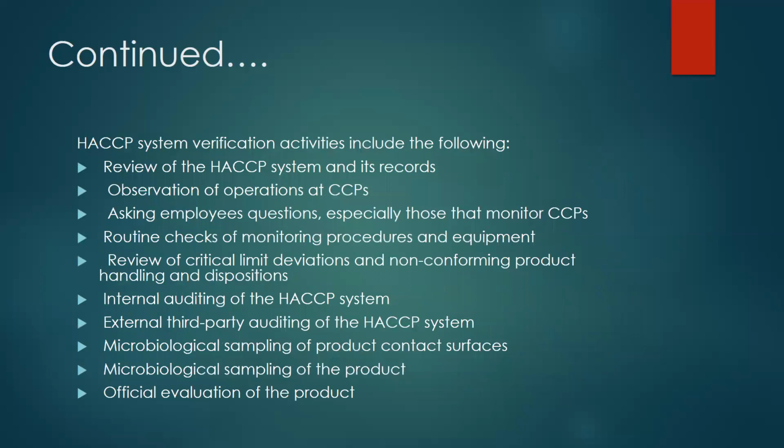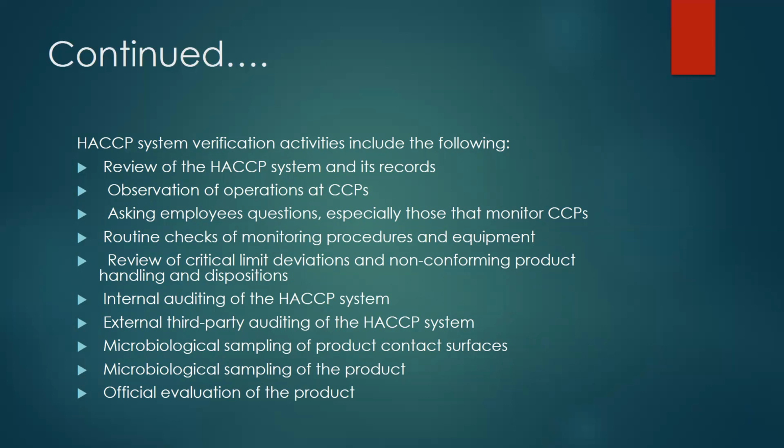Okay, so HACCP system verification activities include the following: review of the HACCP system and its records, observing operations at CCPs, asking employees questions, especially those that monitor CCPs, routine checks of monitoring procedures and equipment, review of critical limit deviations and non-conforming product handling and dispositions, internal auditing of the HACCP system, external third-party auditing, microbial sampling of the product contact surfaces, and official evaluation of the product. So these are the HACCP system verification activities.